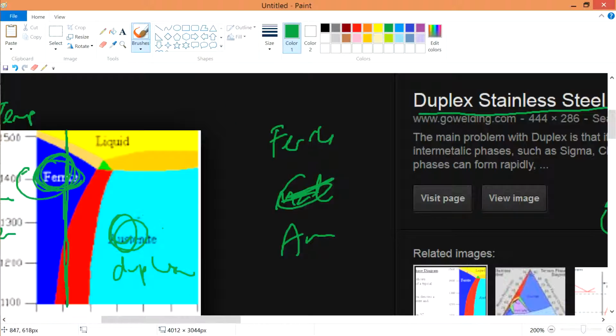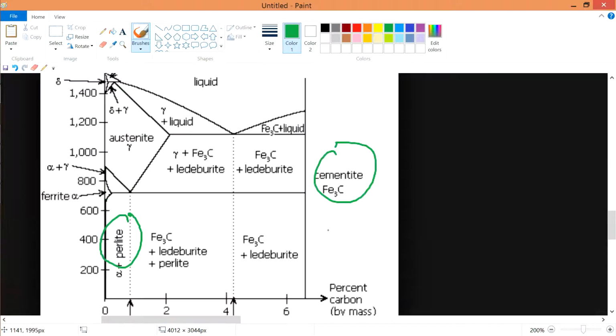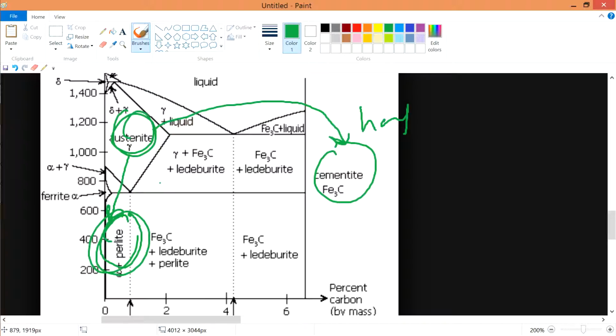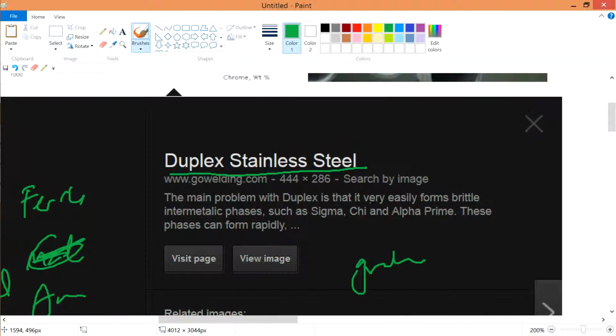If you remember the austenite region, if you quench it, it becomes martensite, which is very hard. If you cool it fast, you will get a hard structure. If you cool it slowly, it will become pearlite, which is soft or ductile. So having a duplex is in between soft and hard. This is why it is called duplex. And it very easily forms brittle intermetallic phases.